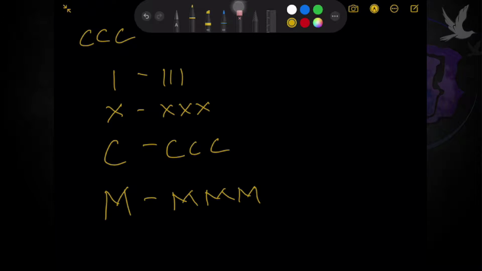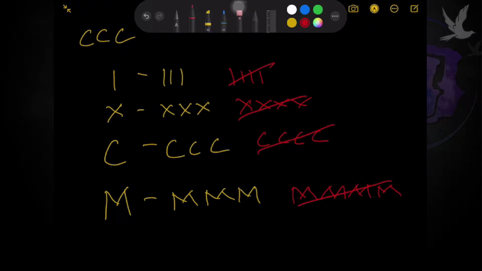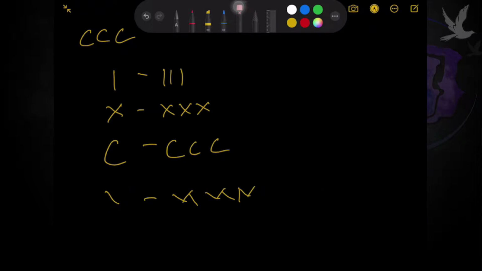Which means you cannot write 4 as 1, 2, 3, 4. You cannot write 40 as 1, 2, 3, 4. You cannot write 400 as 1, 2, 3, 4. Sorry. You cannot write 4,000 as 1, 2, 3, 4. Okay, so ibig sabihin mali yan. These are all wrong. Mali. Okay? So maximum of 3. Always put that in mind.